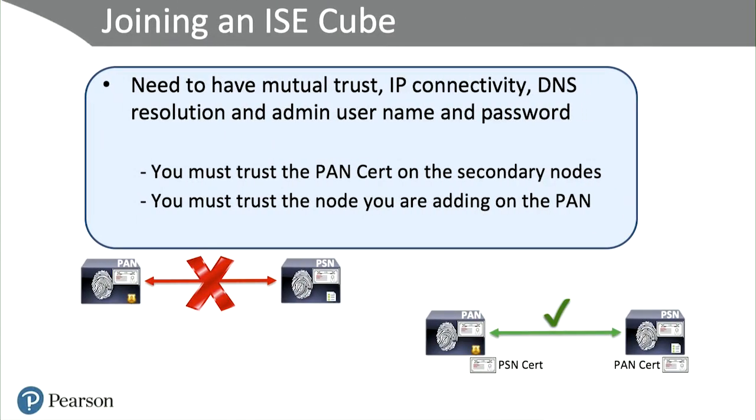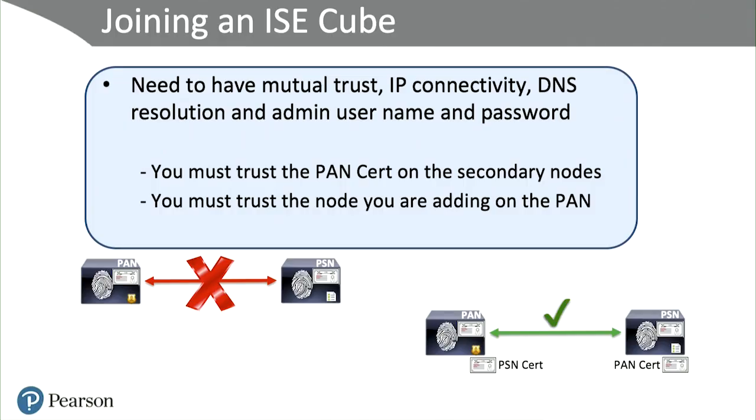Now, we talked about joining an ISE cube. What do I need to join an ISE cube? And we're going to see more of this in the demo, but there's really three basic things you need. You have to have a mutual trust, meaning I have to have the certificate chain of the server that is being joined trusted by the certificate that is participating in the join. I have to have DNS resolution, so I have to be able to resolve iserver.domain.com. And then I have to have the username and the password, the admin username and password of the remote system.